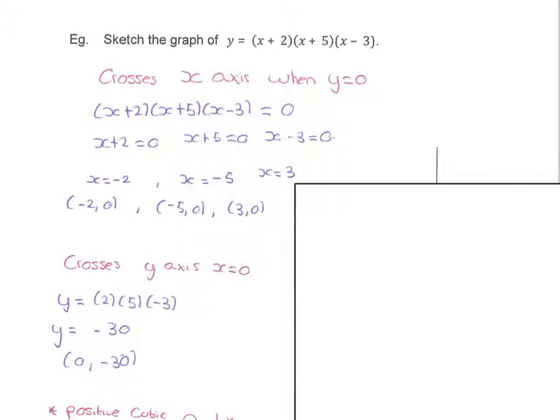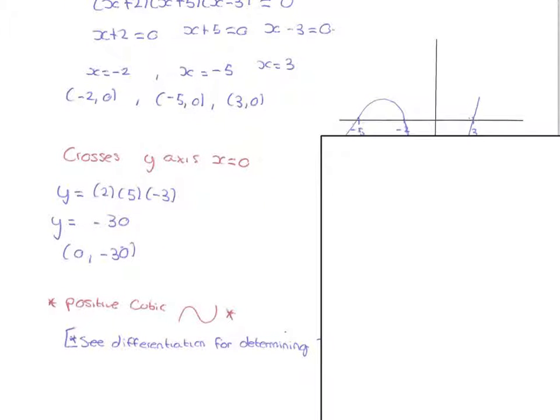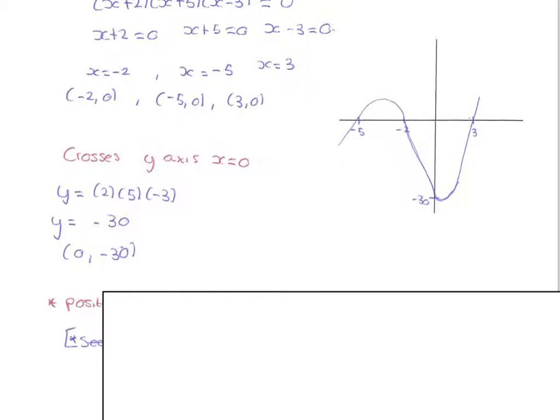Again, we know with a positive cubic, look back at your notes for the general shape. We could use differentiation to determine the maximum and the minimum turning points, but for now we're just going to sketch a general shape. So if we sketch a general shape of our cubic, remember positive, get the shape right, it goes through minus 5, minus 2 and 3 on the x-axis and minus 30 on the y-axis. Turning points we would work out with differentiation, but for now the general shape is enough.